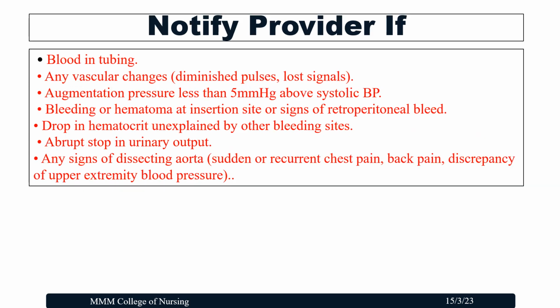We need to inform the physician or healthcare provider if there is blood in the tubing or any vascular changes, that is, diminished pulses in the lower extremity or low signals, and augmentation pressure if it is less than 5 mmHg or above systolic BP, bleeding or hematoma at the insertion site, or any signs of retroperitoneal bleed, drop in hematocrit unexplained by other bleeding sites, an abrupt stop in urinary output, or any signs of dissecting aorta, sudden or recurrent chest pain, or any back pain, or any discrepancy in the upper extremity blood pressure. We need to inform the healthcare professional immediately.